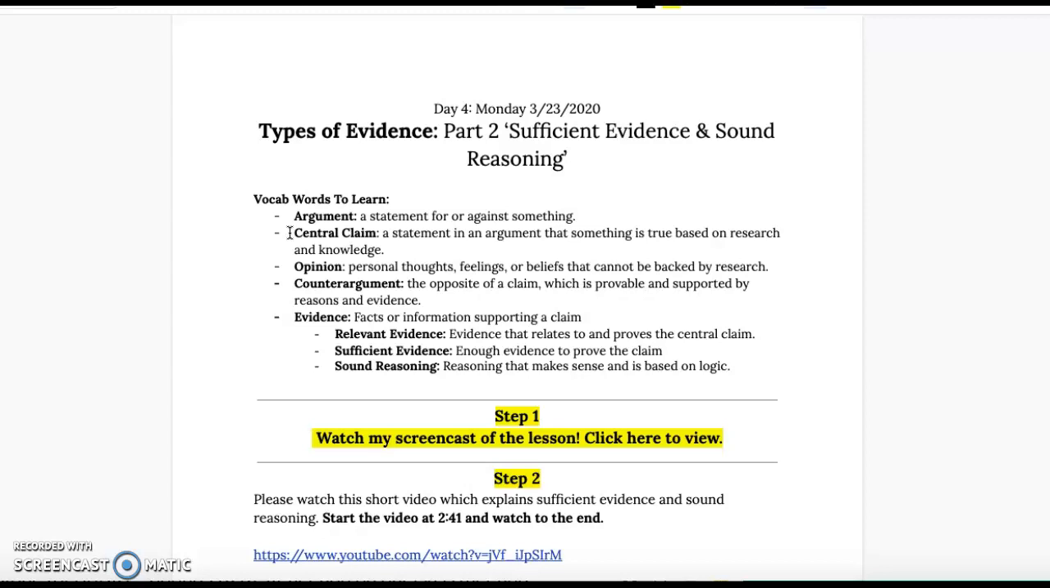Okay, what do you believe to be true based on research? And it's very different than an opinion. A claim is not an opinion. Opinion is just your personal thoughts. In an argument, you would need this, a central claim.